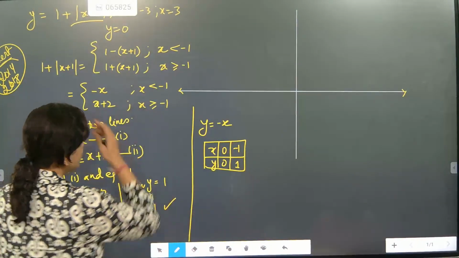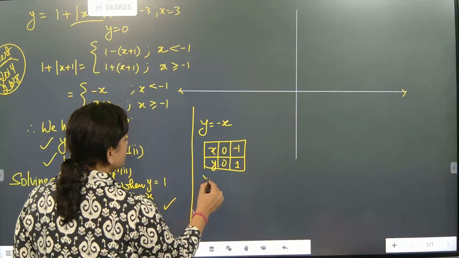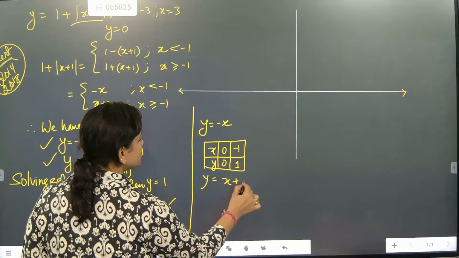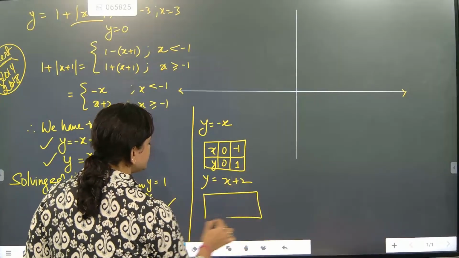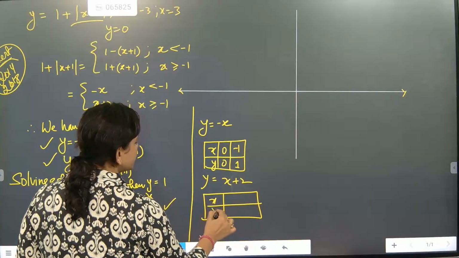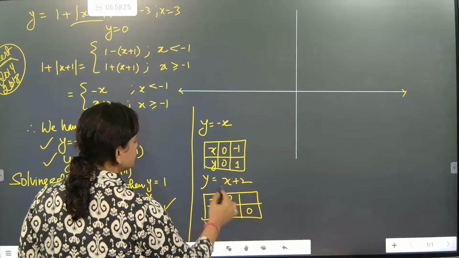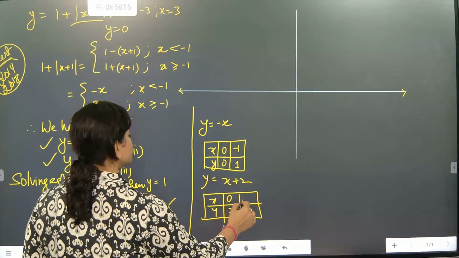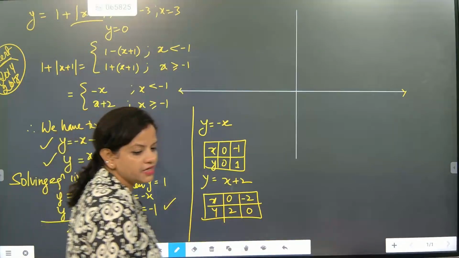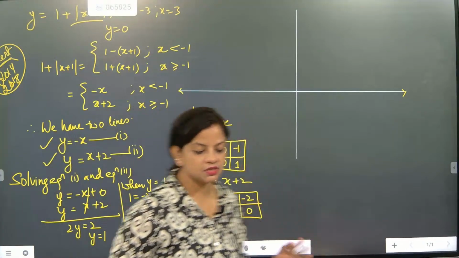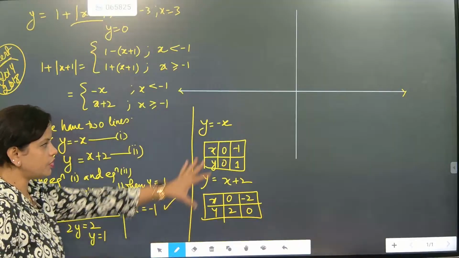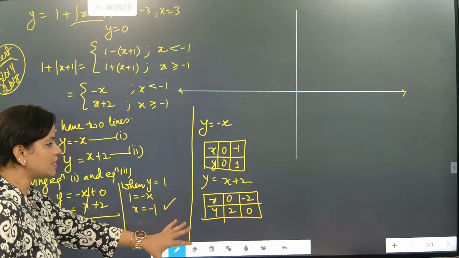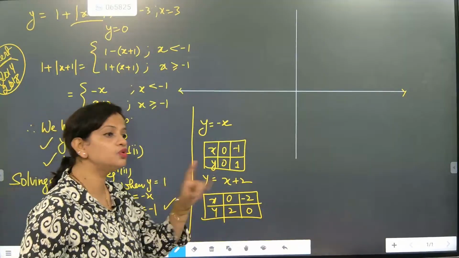This is one part. Second equation is y is equal to x plus 2. So when you are writing this part, check this out. This is x and y. This is 0 and this is 0. When x is equal to 0, y is 2. When y is equal to 0, x is coming as minus 2. This is the most important point. Understood now? This is enough to draw the line.